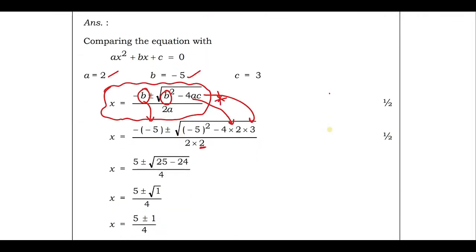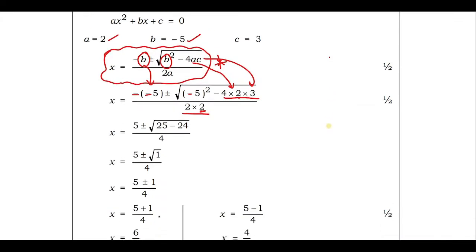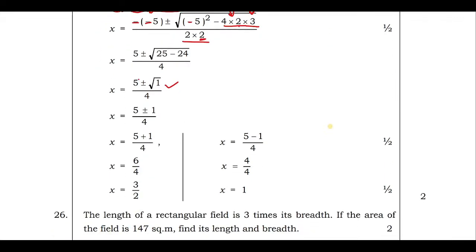Now what we get is minus into minus plus 5 plus or minus, 5 square is 25. 4 2s are 8, 8 3s are 24, divided by 2 2s are 4. Now 5 plus or minus square root of 1, divided by 4. Square root of 1 is 1. Therefore, take the values of plus and minus separately.